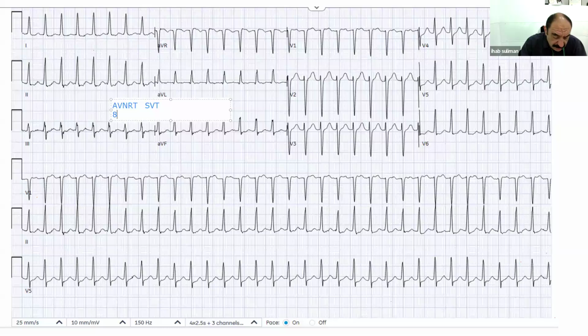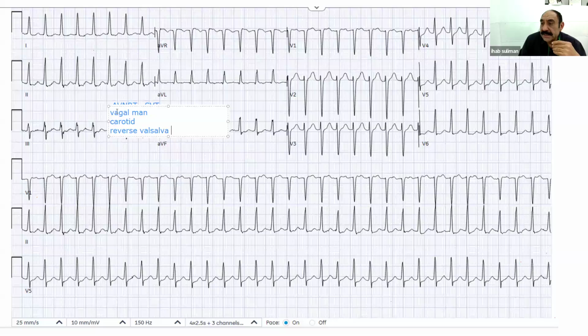Remember, 80% of SVTs are actually AVNRT. So you can say SVT or AVNRT. It is important to apply a vagal maneuver when you are dealing with such a patient. What are the vagal maneuvers? You need carotid massage, and you need what is called reversed Valsalva maneuver. So these are the measures you need to do when you have a patient with SVT.